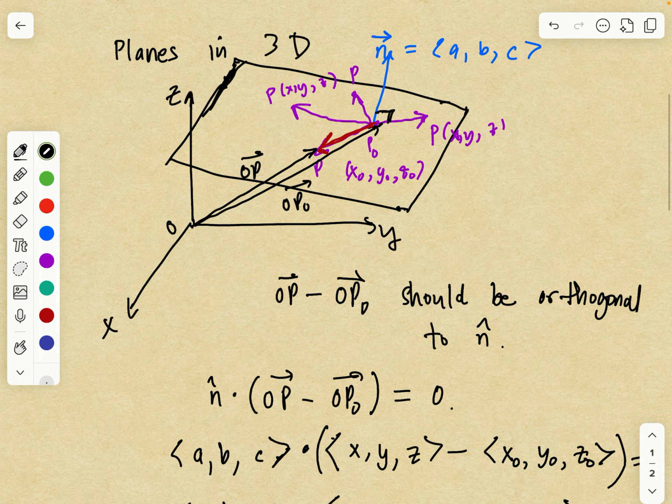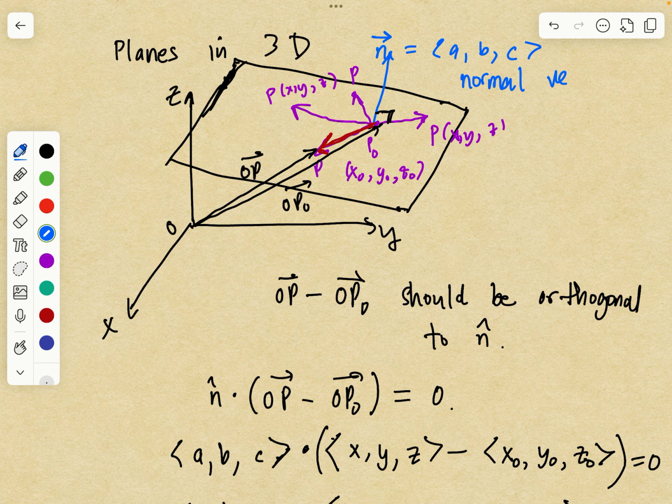Just to emphasize, this is called a normal vector to the plane. That's what the n stands for, normal vector. Normal is the same as perpendicular. It's just a synonym, another word for perpendicular. So one plane will have a normal vector and a different plane is going to have a different normal vector. So it's not just a normal vector, period. It's a normal vector to a specific plane.